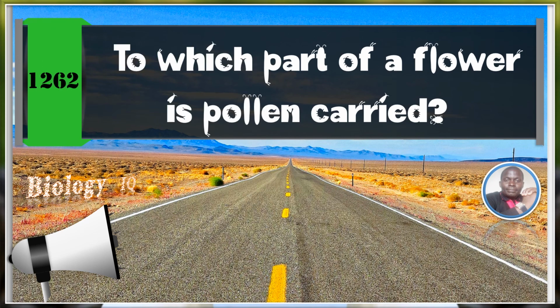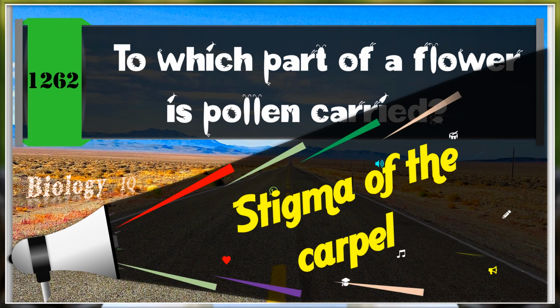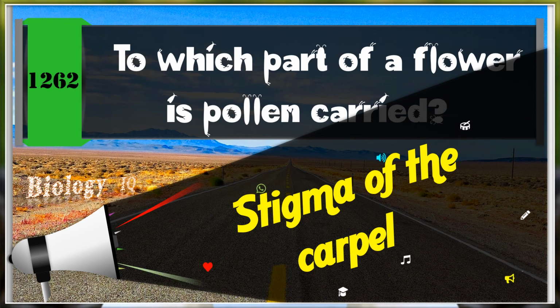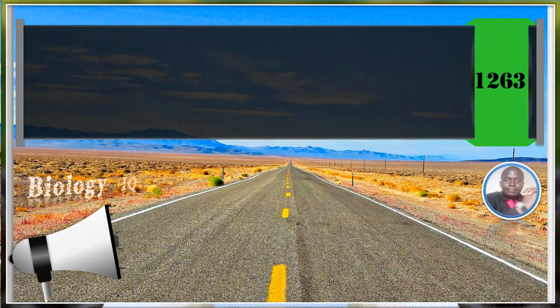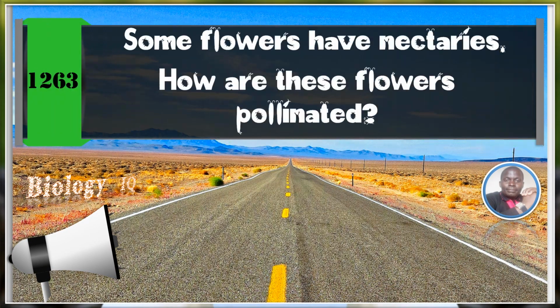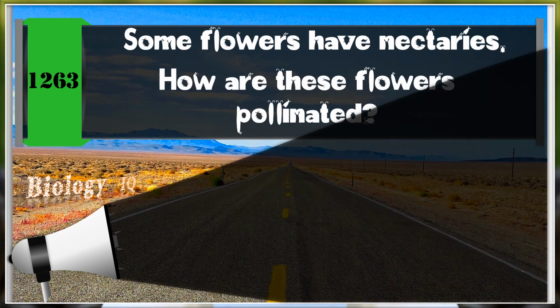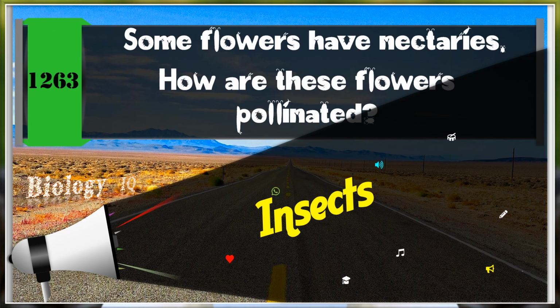To which part of a flower is pollen carried? Stigma of the carpel. Some flowers have nectaries. How are these flowers pollinated? Insects.